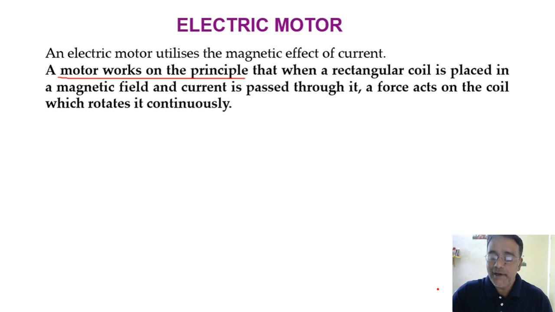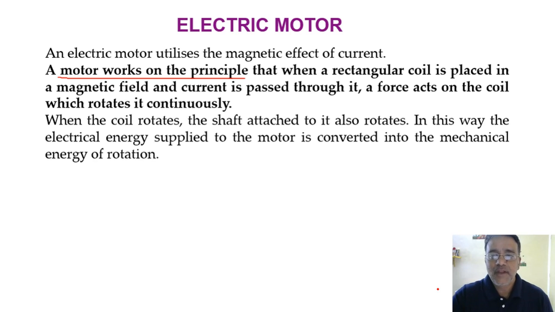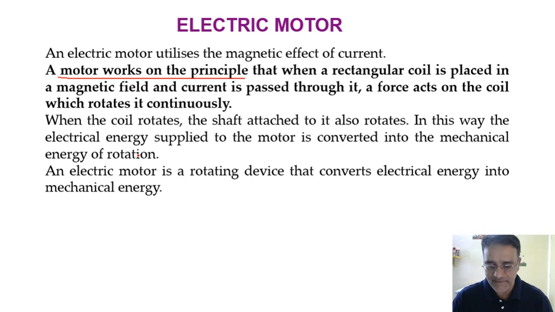So when the coil rotates, the shaft attached to it also rotates. In this way the electrical energy is converted into mechanical energy. So an electric motor can also be defined as a rotating device that converts electrical energy into mechanical energy. So this is also one of the definitions.